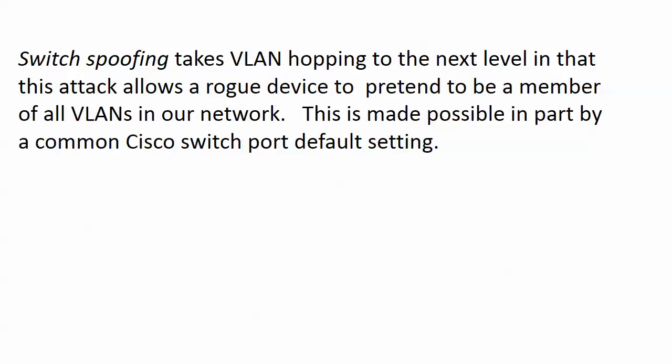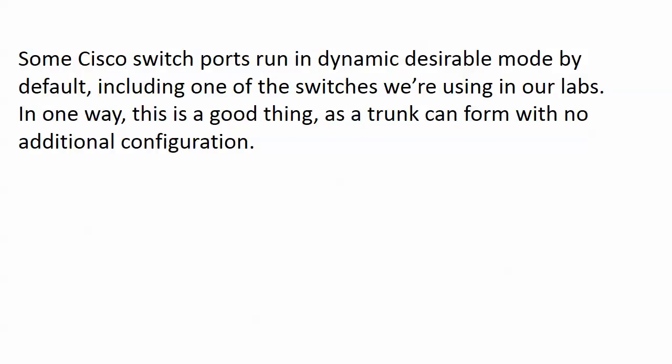Now, switch spoofing. That takes VLAN hopping, cliche alert, to the next level, but it really does. It's much bigger, because this attack allows a rogue device to pretend to be a member of every VLAN in our network. And worse, this is made possible in part by a very common Cisco switch port default setting. You know which one it is? Some Cisco switch ports, many of them actually, run in dynamic desirable trunking mode by default. And that includes at least one of the switches we're using in our labs.